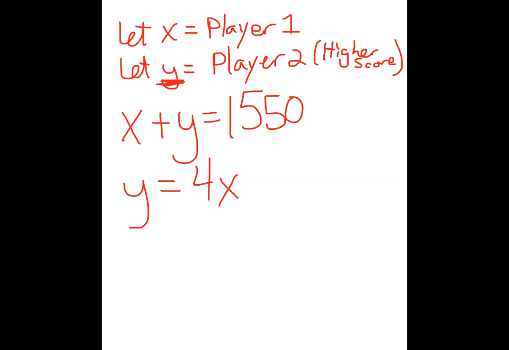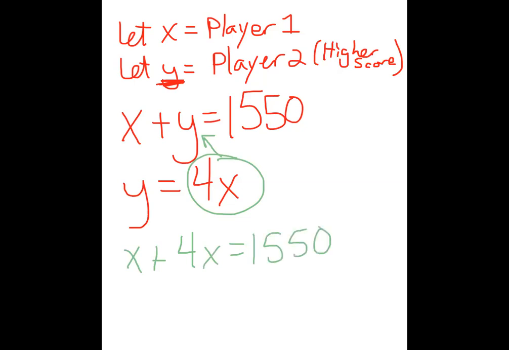And so this one, I would solve using substitution if I were you, because it's all set up to do that, right? You already have one variable alone, so take 4x and substitute it into that equation in place of that y. So then you'd have x plus 4x equals 1550. And then you should be able to take it from there.